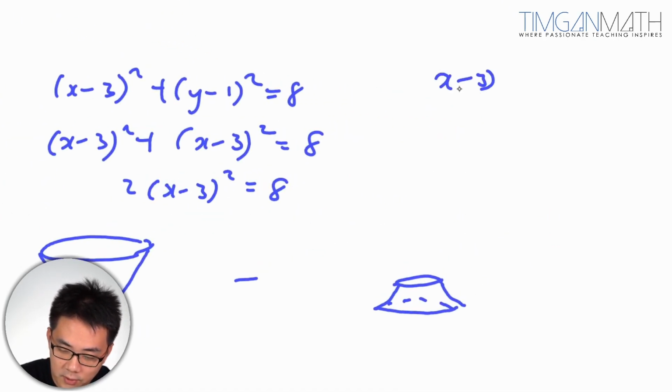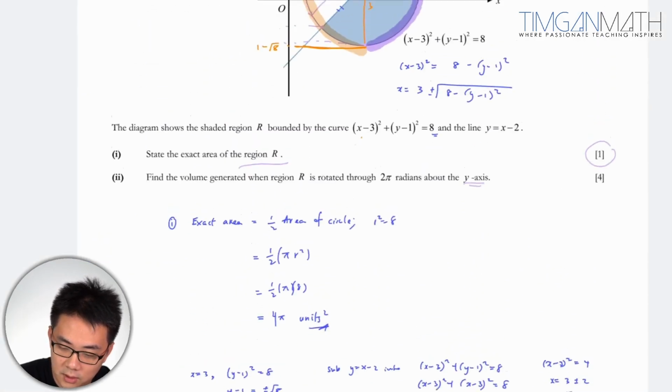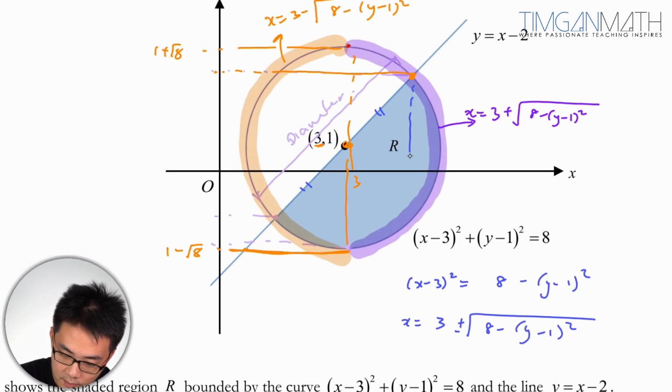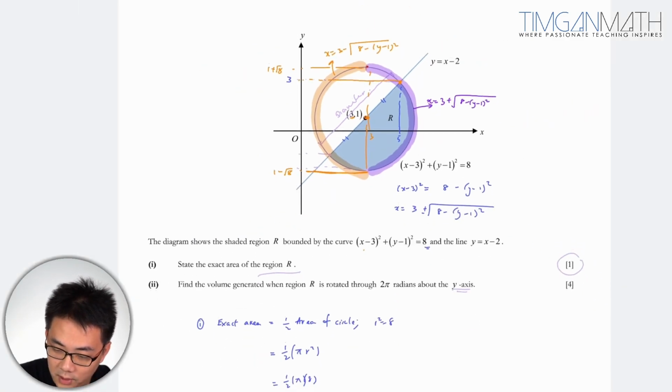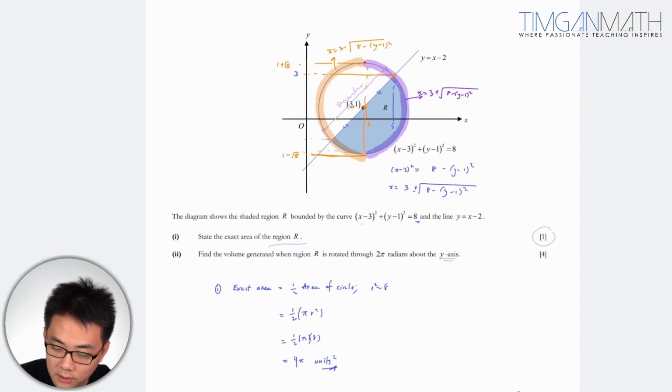So (x minus 3) squared equals 4, x equals 3 plus minus 2, x equals 5 or 1. So this should be 5. This is 5, and this would be my 3. 5 minus 2, which is 3. Okay, great. So once that's done, we can start doing it.